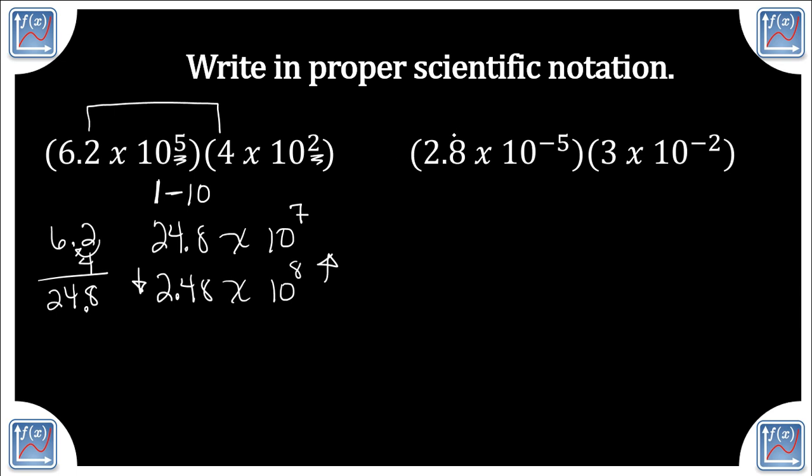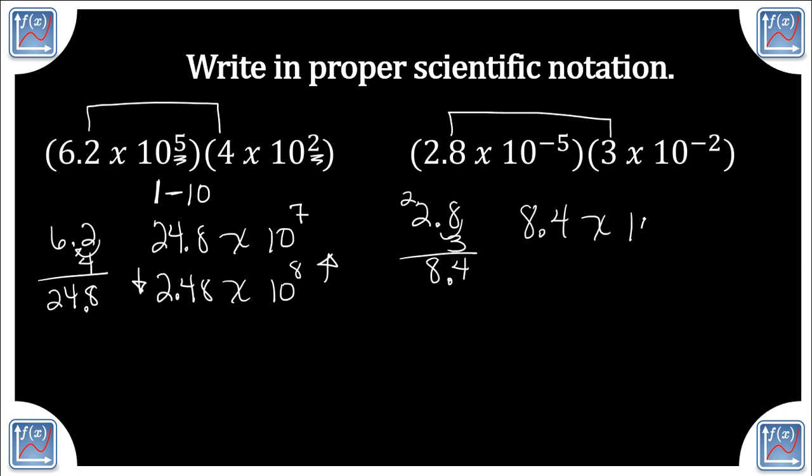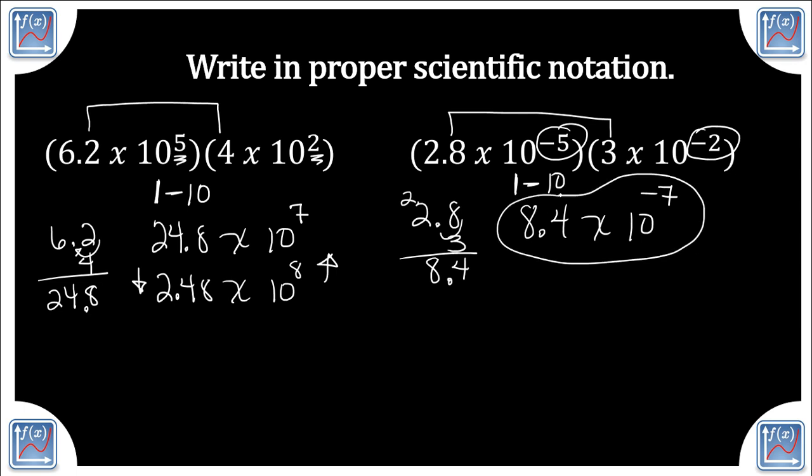The next problem, we have 2.8 times 3. 3 times 8 is 24. 3 times 2 is 6, plus 2 is 8. And we have one decimal place. So we have 8.4 times 10. And we're going to add the exponents. Now this time, 8.4, our coefficient does come between 1 and 10, so we don't have to modify it. So this is our final answer.